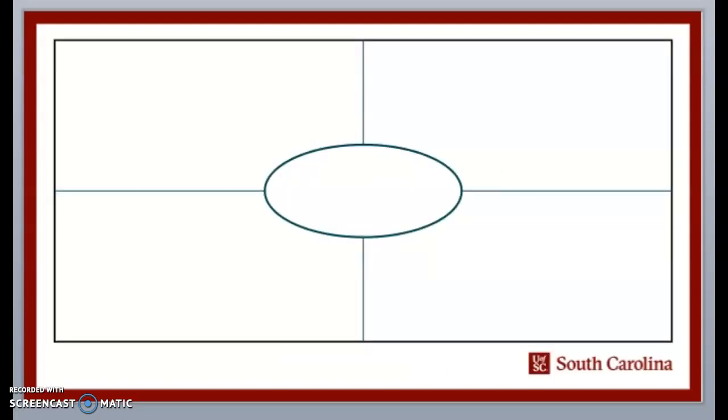So this is what a Frayer diagram looks like. As you can see, it's a big rectangle with a circle in the middle, and then it's divided into four, so it kind of looks like a window. In this window, you have the word in the middle. Then in the upper left-hand quadrant, a definition. The upper right-hand quadrant, characteristics or an image.